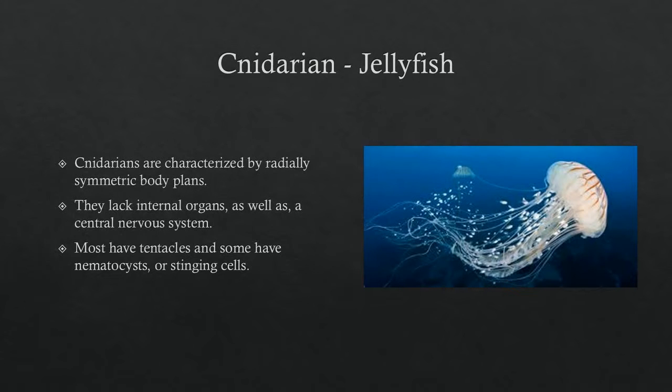Cnidarian, jellyfish. Cnidarians are characterized by radially symmetric body plans. They lack internal organs, as well as a central nervous system. Most have tentacles and some have nematocysts, or stinging cells.